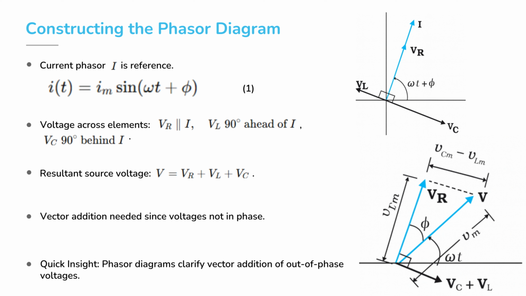Now, the source voltage is not simply in line with any one of these, it is the vector sum of VR, VL, and VC. That's why we need vector addition to find the resultant voltage phasor. As you can see in the diagram, the combination of these voltages gives us the overall supply voltage V, which makes an angle phi with the current.